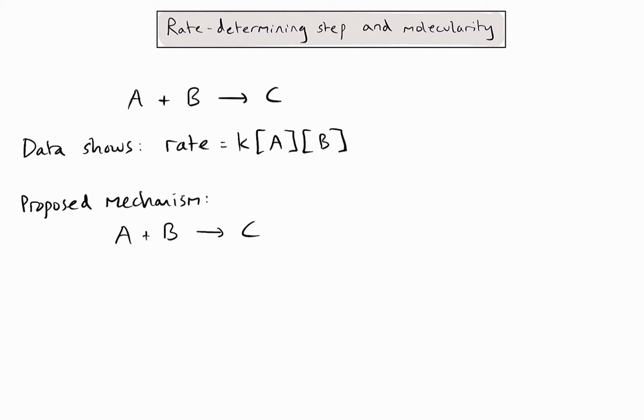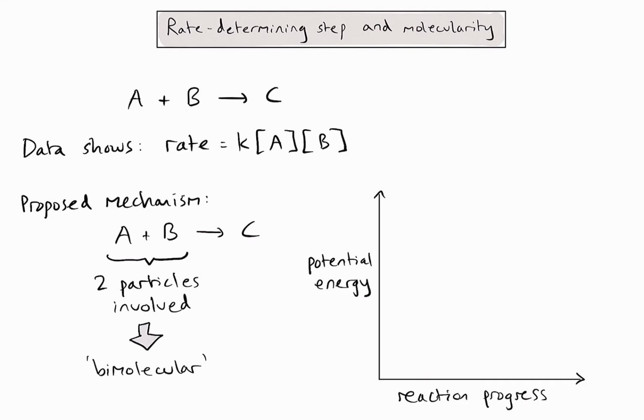And because in my proposed mechanism we have a single step with two reactant particles involved, we can describe this as bimolecular. Because there is only a single step in this mechanism, I can draw a potential energy diagram, as you may have seen before, something like this.